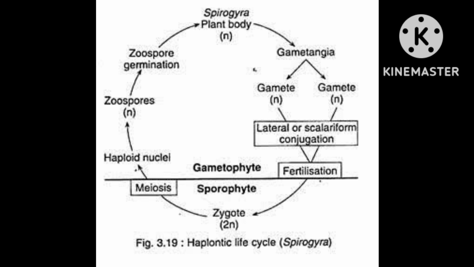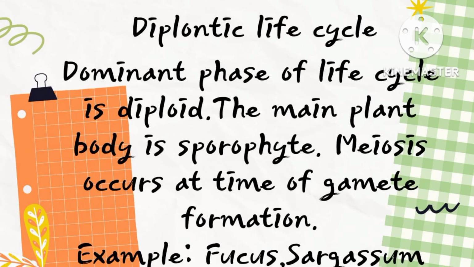Here, the gametophytic plant body develops to bear gametangia, which produce gametes by mitosis. Gametes on fusion form a zygote, which is the only diploid structure in the life cycle. Meiosis takes place in the zygote to produce haploid zoospores, which on germination give rise to haploid gametophyte.